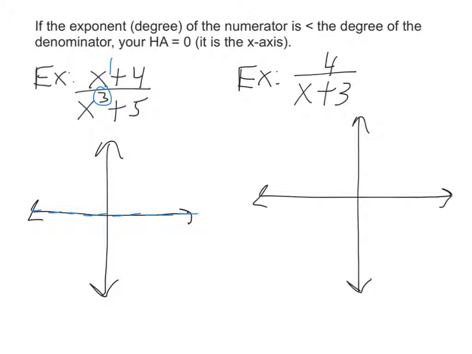Same way with this one here, the second example. It doesn't look like there's an exponent there, but remember we could put x to the 0 power there, and we have a 1 up there, and 0 is less than 1. So since it is, our horizontal asymptote is going to be right on the x-axis.